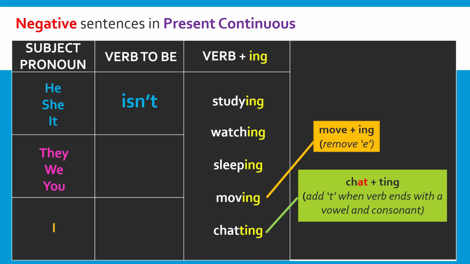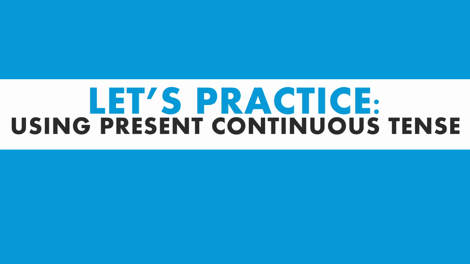Whereby for are, it becomes aren't. For I, it becomes I'm not or I am not. Alright, so this is the only difference between negative and affirmative sentences in present continuous. The rest are all the same. Now, let's move on to the final stage of our lesson today, which is to practice using present continuous tense. In this activity, you are going to practice using affirmative and negative sentences.